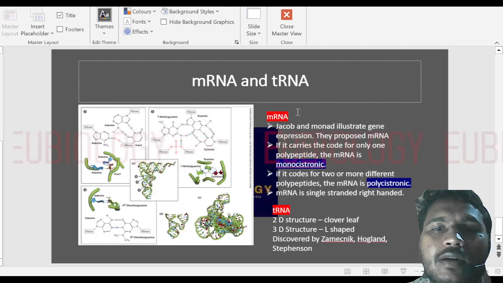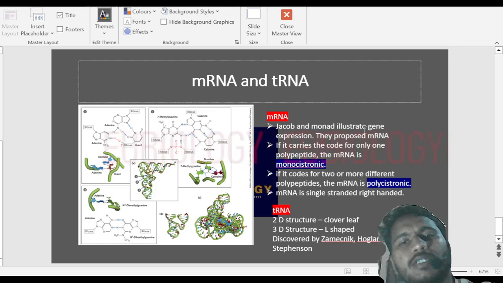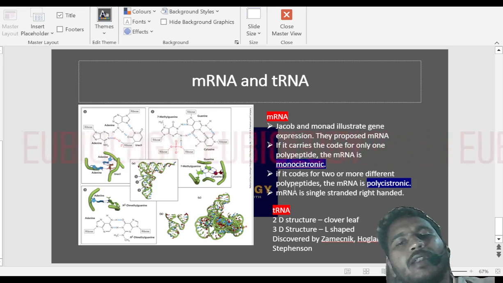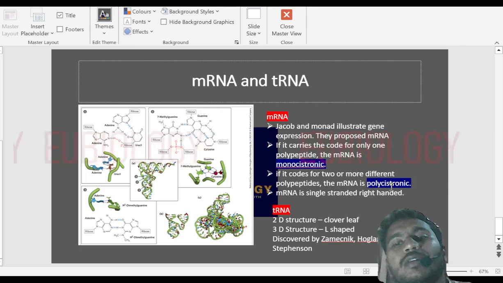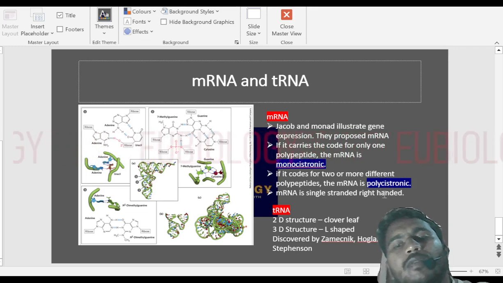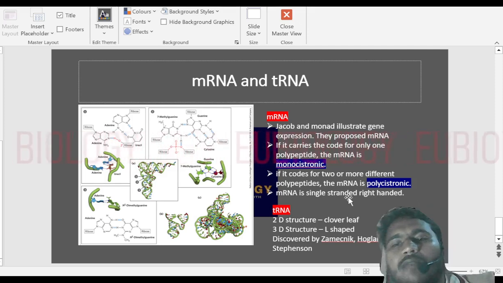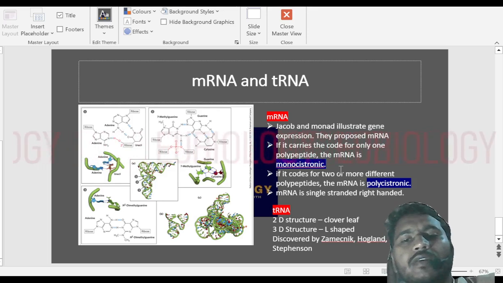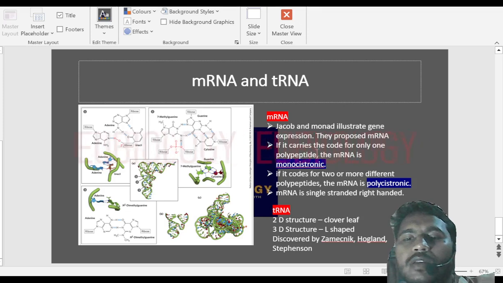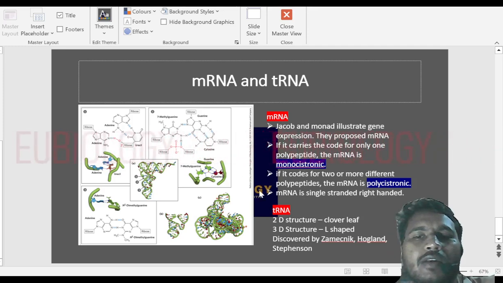Now mRNA and tRNA we are going to read. mRNA is what? Jacob and Monod illustrated gene expression, and they proposed the term mRNA. mRNA can be monocistronic or polycistronic. Monocistronic is mostly in eukaryotes and polycistronic in prokaryotes, because in prokaryotes a single mRNA can give so many proteins. But in monocistronic mRNA, one gene gives one protein. It is happening in eukaryotes. So this is called monocistronic. mRNA is a single right-handed structure, and in transcription we will read in more depth about mRNA.